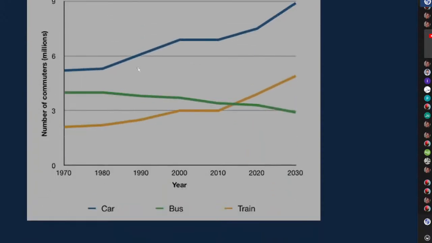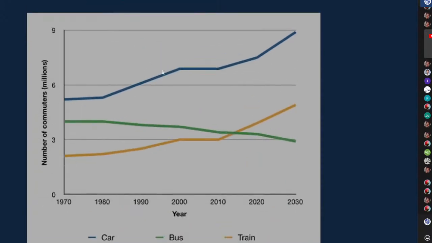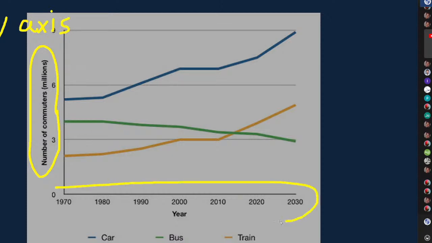So we have our line graph here. Now looking at the line graph, we see that we have the number of commuters here. That's your y-axis title. And then down here we have the years. That is your x-axis.